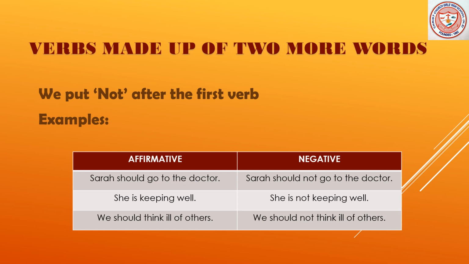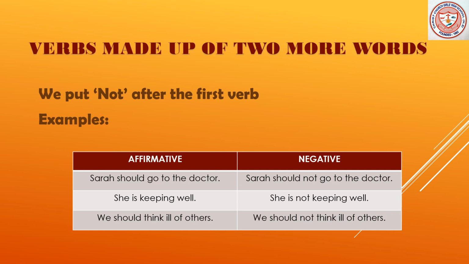Next example. She is keeping well. Through this sentence, we are getting a positive idea. So, it will be an example of affirmative sentence. So, what will be the negative one? She is not keeping well. In this sentence also, we can follow one thing. We have used not after is, that is helping verb, and keeping is main verb over here.